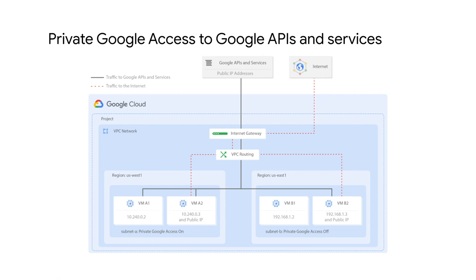Private Google Access has no effect on instances that have external IP addresses. That's why VMs A2 and B2 can access Google APIs and services. The only VM that can't access those APIs and services is VM B1. This VM has no public IP address, and it is in a subnet where Private Google Access is disabled.